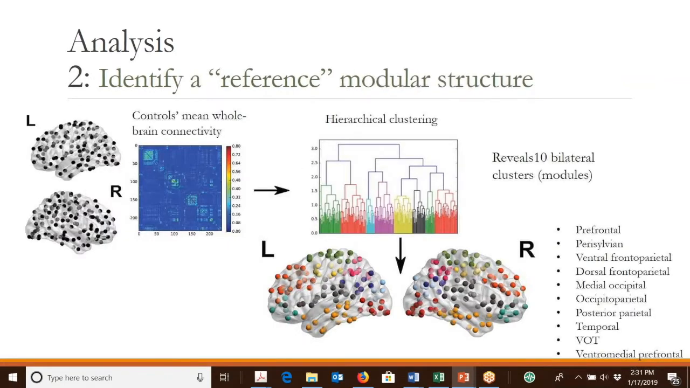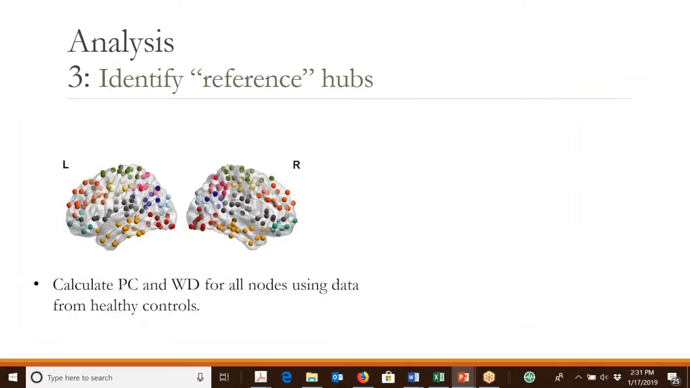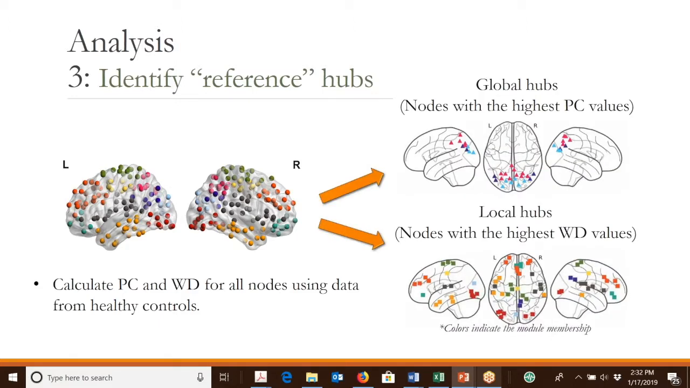The third step: this now serves as our reference modular structure. And we can use that reference modular structure to identify reference hubs, global hubs, and local hubs. So we consider all of these nodes. For every node, we calculate its PC value, the extent to which it has strong connectivity with other modules in this reference network, and we compute its WD value, the strength of its connectivity within its own module. We identify as global hubs the nodes with the highest PC values, and these are depicted here. And we identify the set of local hubs, the nodes with the highest WD values. So now we have a reference network, reference global hubs, and reference local hubs.